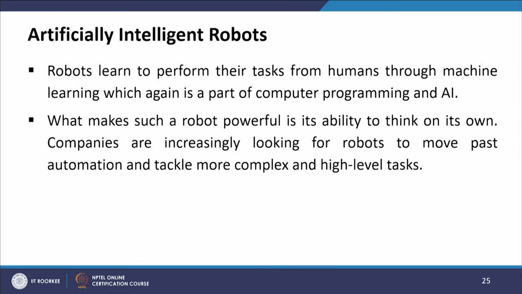Robots learn to perform their task from humans through machine learning, which again is a part of computer programming and AI. What makes such a robot powerful is its ability to think on its own. Companies are increasingly looking for robots to move past automation and tackle more complex and high-level tasks. So now, these companies are trying to solve next level of problems with robots. They want to use robots for more complex tasks.